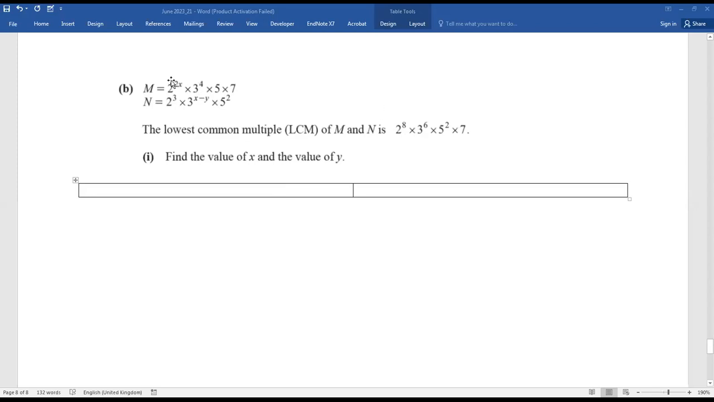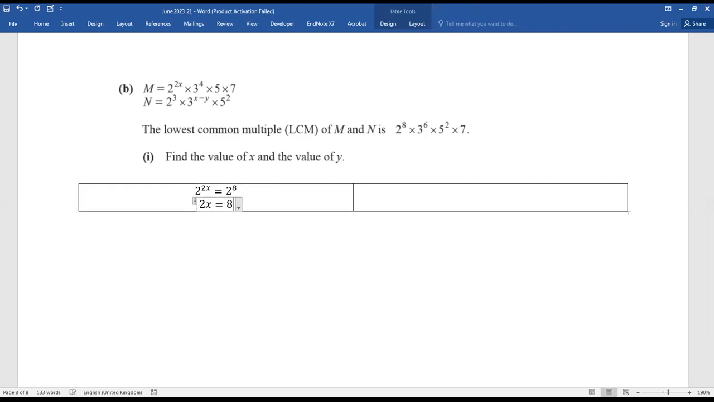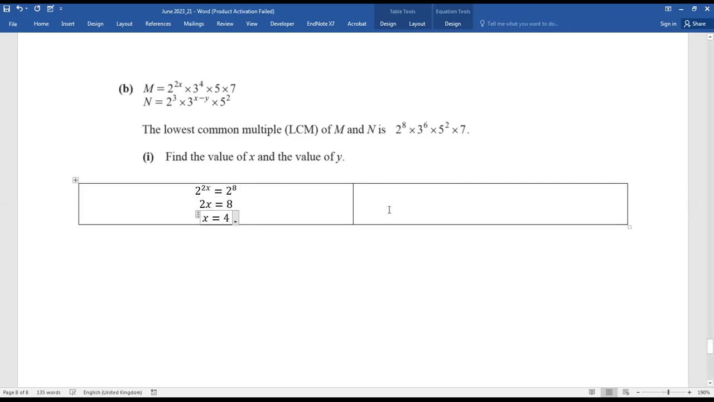It must contain both the numbers. It must have M and it must have N. So it has 2 8 times, 2 to the power 8. N only had 2 3 times. That means 2 to the power 2x must be equal to 2 to the power 8, which means 2x will be equal to 8 and x will be equal to 4.